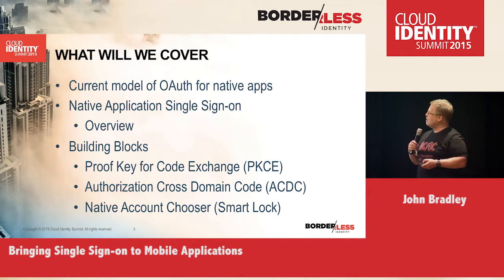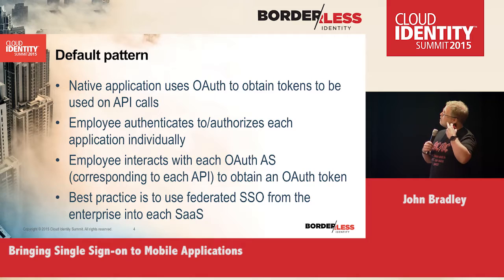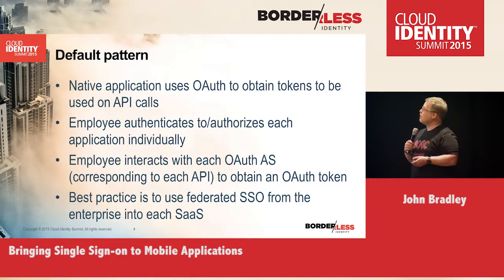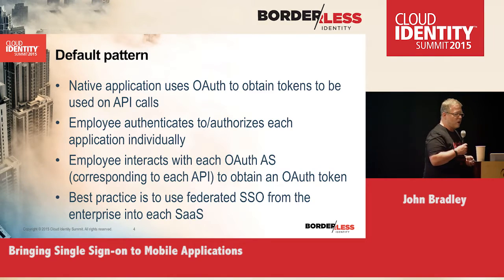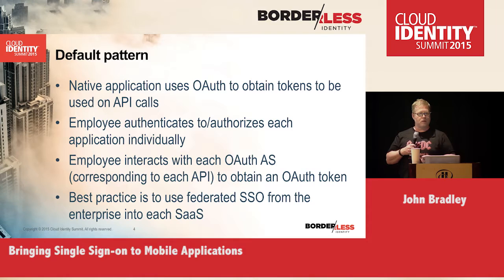And we have some information about native account chooser, which Google is now calling Smart Lock. Microsoft is building something similar, etc. So let's have a look at the current pattern, the default that most people are seeing when they use OAuth on native devices. Each application retrieves tokens on its own to make API calls, for employees, individuals, etc.